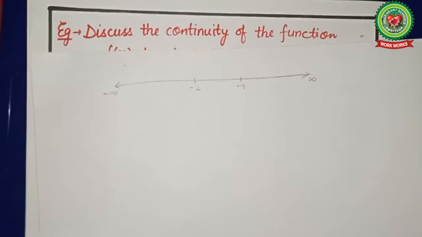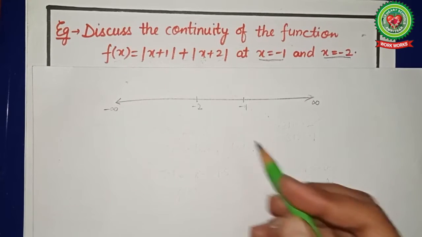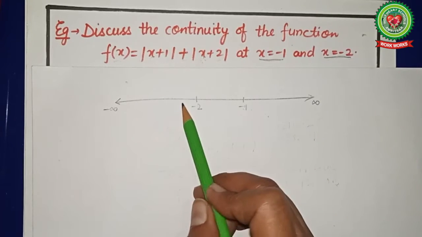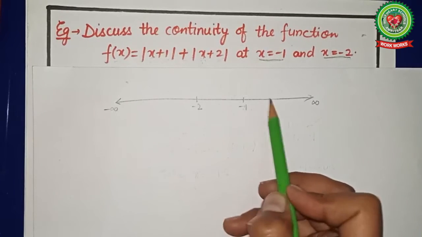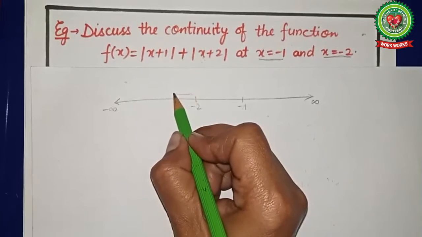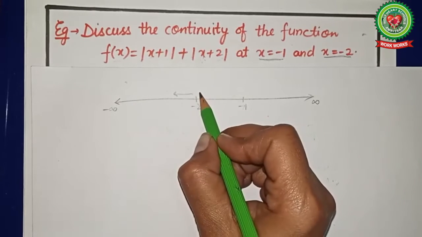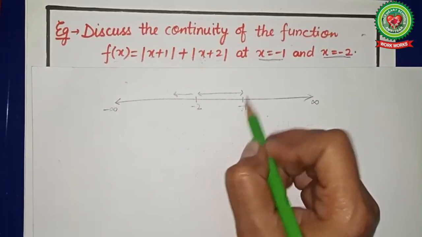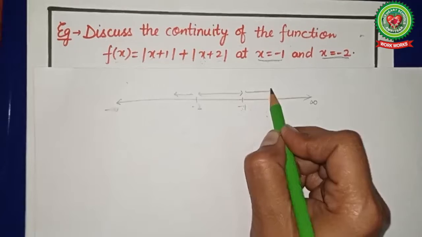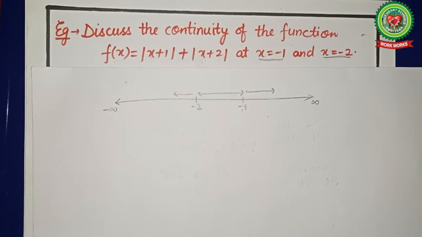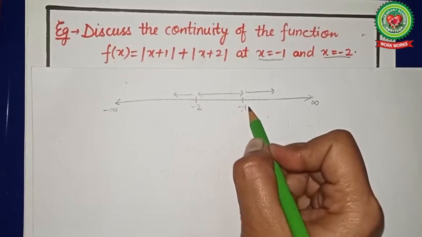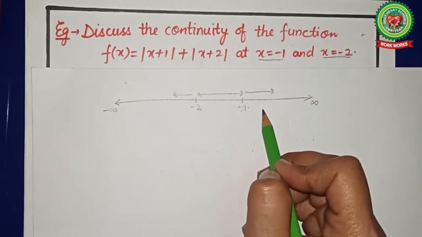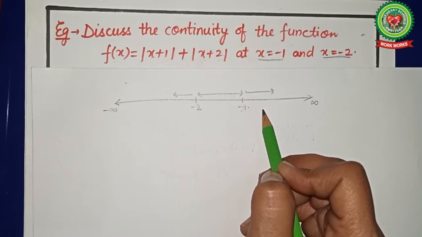Firstly, when you plot these two points on the number line, you can see that the number line is divided into three parts. The first type is when the value is less than -2. The second is when the value lies between -2 and -1. Thirdly, when the value is greater than -1. So three types of intervals are there. We will check the value of this function in all three intervals, then we will check its continuity.